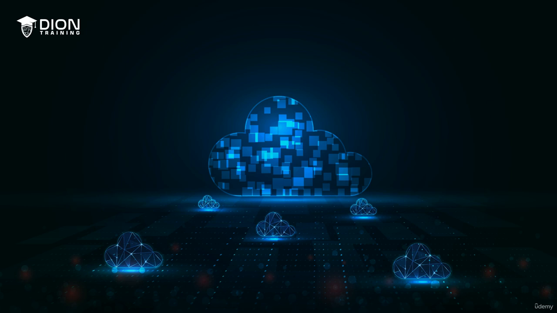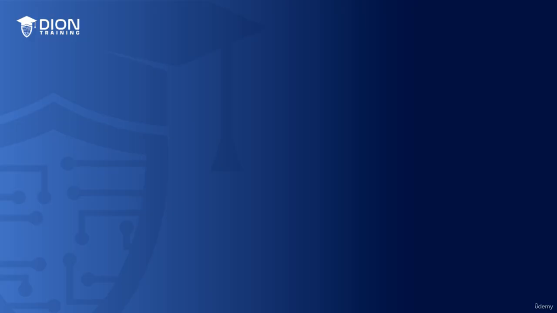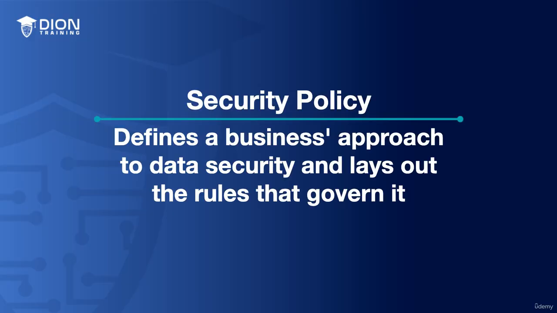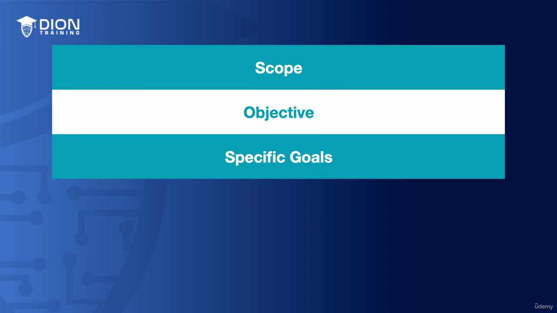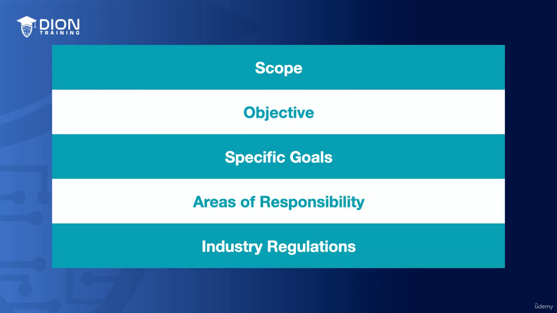So, let's take a moment to explore the different types of policies and their significance to your organization and its cloud operations. One of the most critical policies for any organization is the security policy. The security policy defines a business's approach to data security and lays out the rules that govern it. This document is ever evolving and changes to meet the needs of the business and keep up with technological advances. As the security policy serves as a foundation for the business's security stance, it is essential to define its scope and include its objective, specific goals, areas of responsibility, and industry regulations.